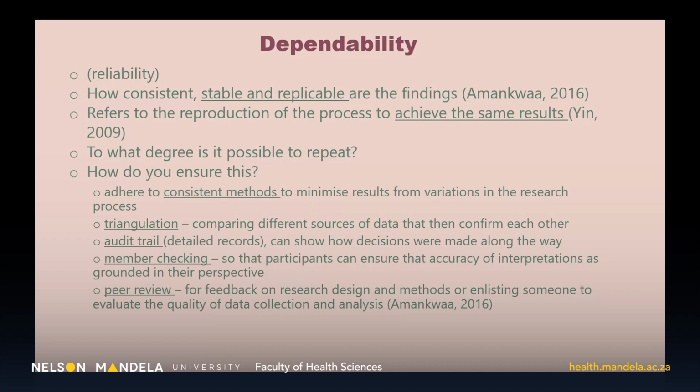So we could be consistent in our methods. So if we say we're going to do a semi-structured interview, we do a semi-structured interview and we do it in the order of the questions, in the way that we said we were going to do it. We could, again, triangulate our data to ensure that the points of data that we're working with are reliable. We could do an audit trail, which is to provide very detailed records of what we did and decisions that we made along the way.